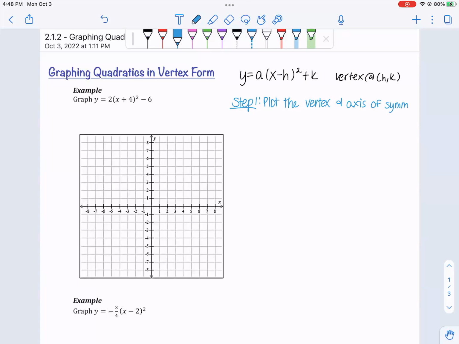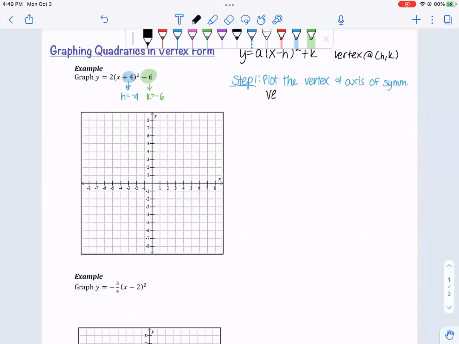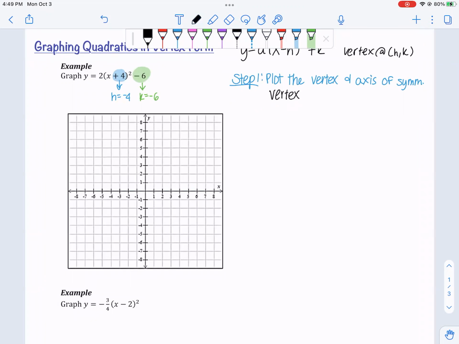I'm going to abbreviate the axis of symmetry as SYM. Our h value, remember that the h value is always the opposite of what you see. So h is -4, k is -6. That means that our vertex is at -4, -6. That is my vertex.